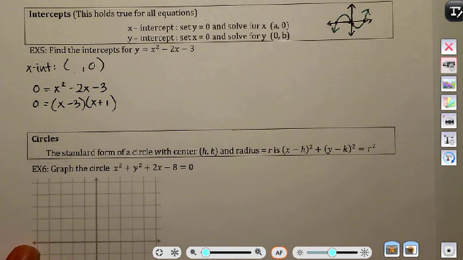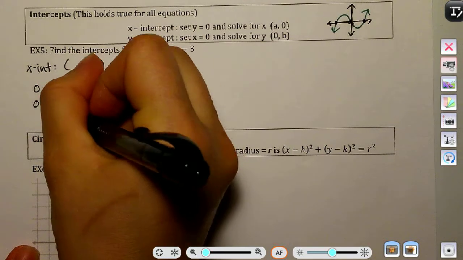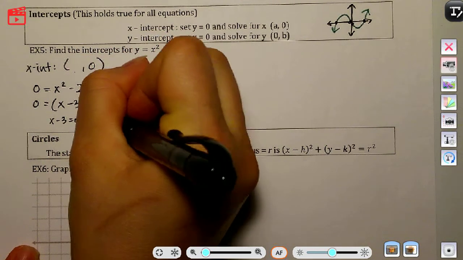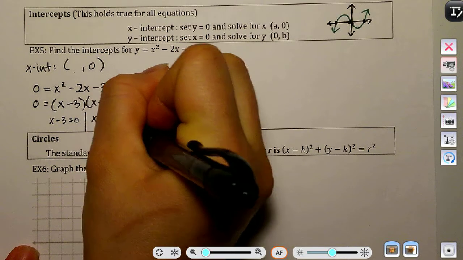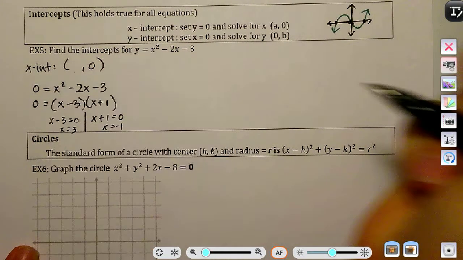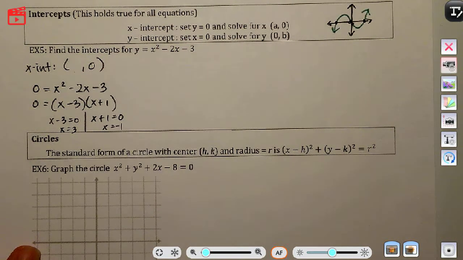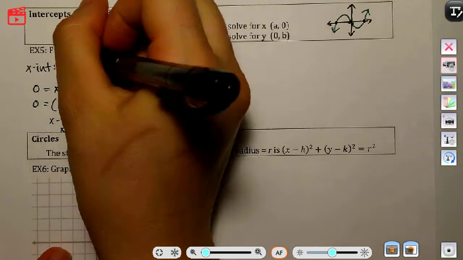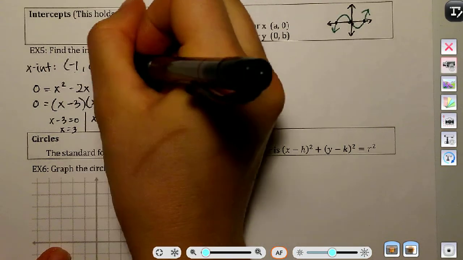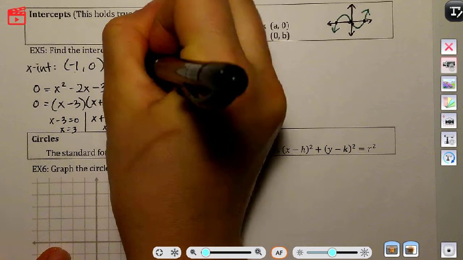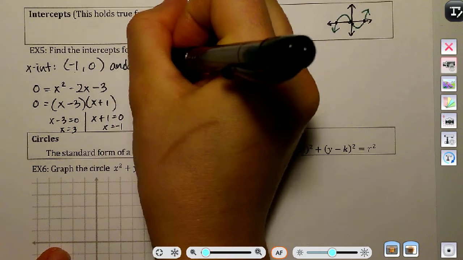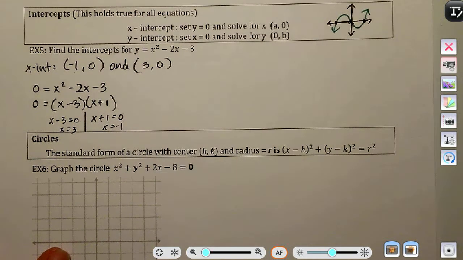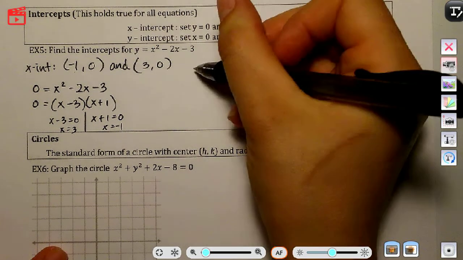And using the zero factor property, set each one to 0 and solve. x equals -1, x equals 3. Which means we actually have two x-intercepts. So we have one that's (-1, 0) and (3, 0). Yeah, so that was the x-intercepts.